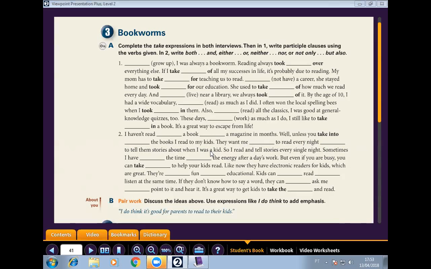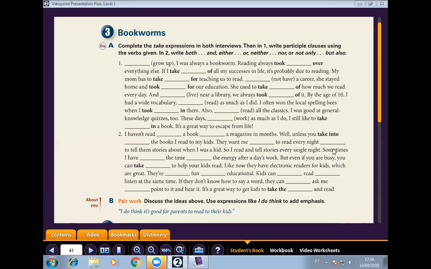Every night, what is it? So I read and tell stories every single night. Sometimes I have the time, the energy after a day's work. So after a day's work, like you spend the whole day working, do you have time? Do you have energy? No.